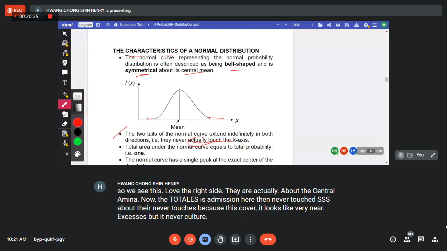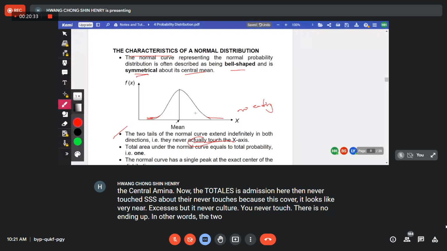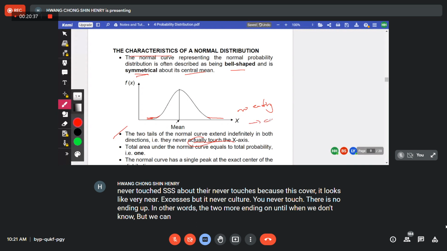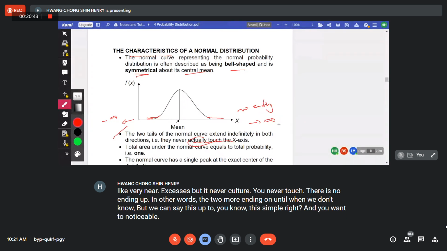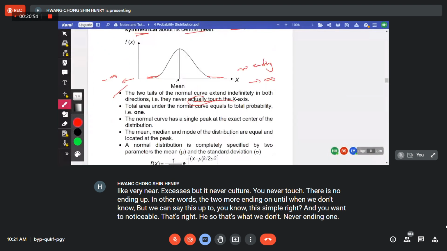It never touches. That means no ending. In other words, the two tails have no ending, until when we don't know. But we can say this goes up to infinity. Do you know this symbol? Anyone know this symbol? Yes, infinity. So that's what we know. Never ending. And these are the few characteristics.